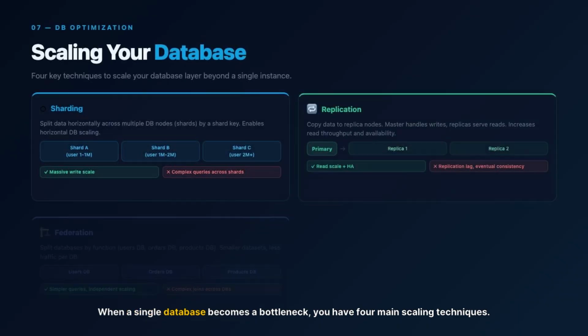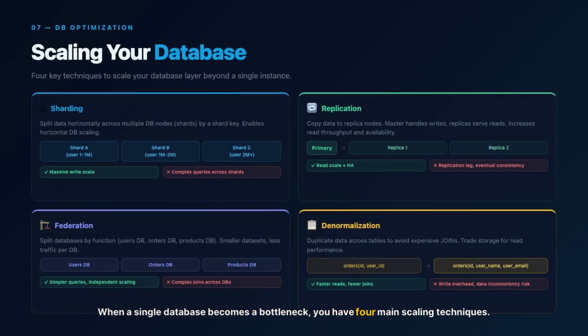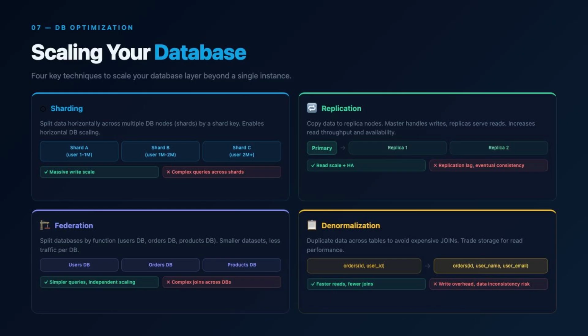When a single database becomes a bottleneck, you have 4 main scaling techniques. Sharding partitions your data horizontally across multiple database nodes using a shard key. For example, routing users with IDs 1 through 1 million to shard A. This enables massive write throughput, but makes cross-shard queries complex.